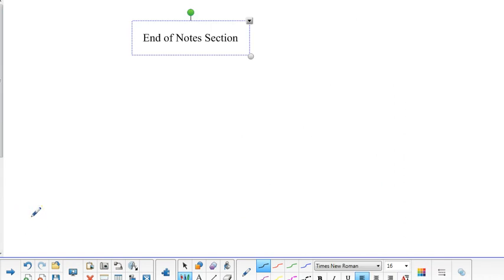And that's going to be the end of this section. So thank you very much. Again, we're talking about properties: commutative, associative, inverse, identity, and distributive. Hopefully you have a good understanding of all those at this point.